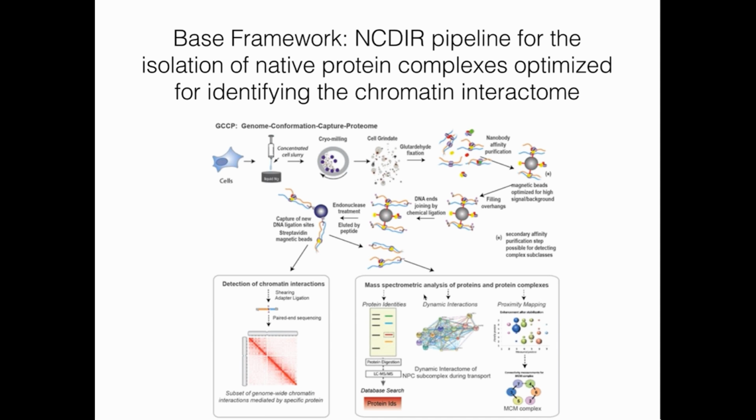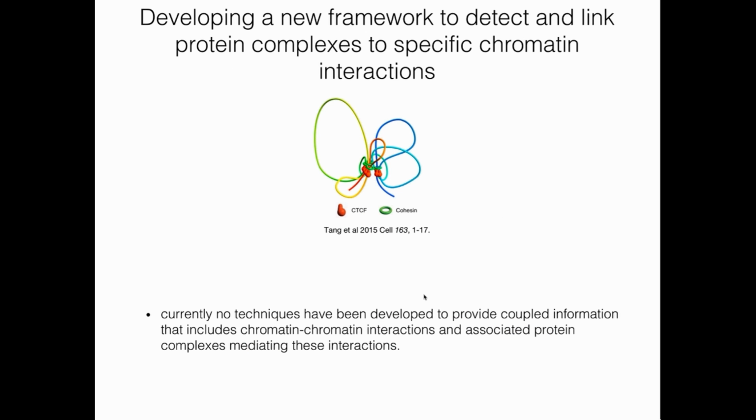I just realized I skipped a slide here, so I'm going to go back. So basically, currently there are no techniques that have been developed to provide coupled information that includes chromatin-chromatin interactions and associated protein complexes that are mediating these interactions. And as you know, chromatin is naturally defined by its bound proteins and their complexes, which orchestrate this three-dimensional folding of the genome, and they initiate functional chromatin interactions such as enhancer-promoter interactions and the formation of chromatin domains.